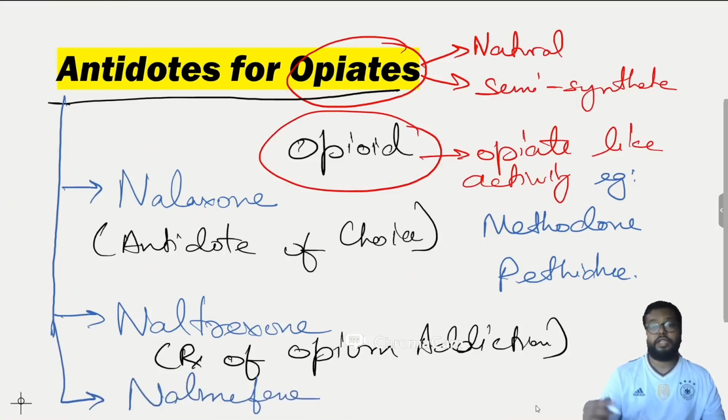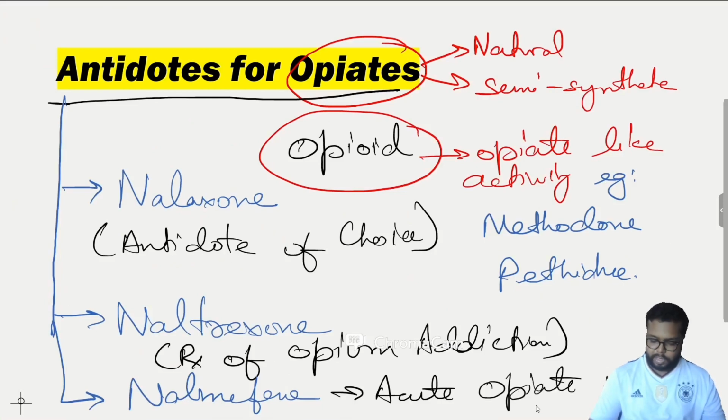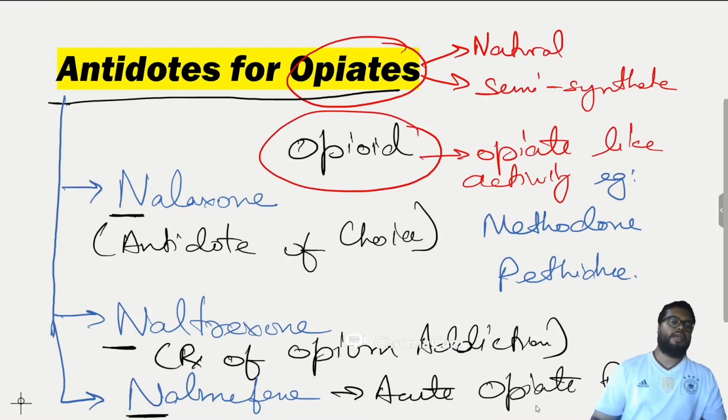And we have the third N, nalmefene. It is used for acute opiate poisoning. So we have 3 N's: naloxone, naltrexone, and nalmefene. Naloxone is the specific antidote, it is the antidote of choice for opiate poisoning.